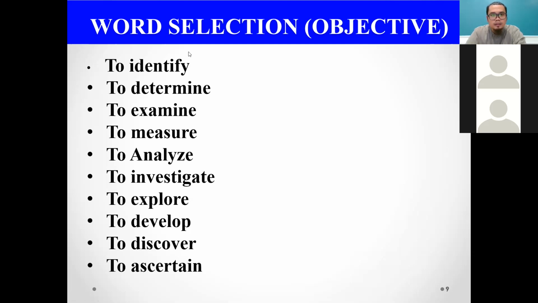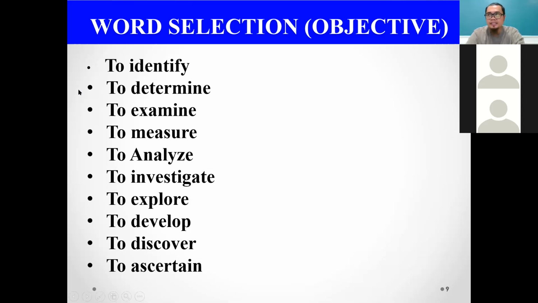To identify, to determine, to examine, to measure, analyze, investigate, explore, develop, discover, ascertain. For qualitative research, there is no issue using these keywords, this word selection, to represent your research objective. But for quantitative, word selection is really important because the research philosophy of quantitative is accuracy. For qualitative, it is flexible.